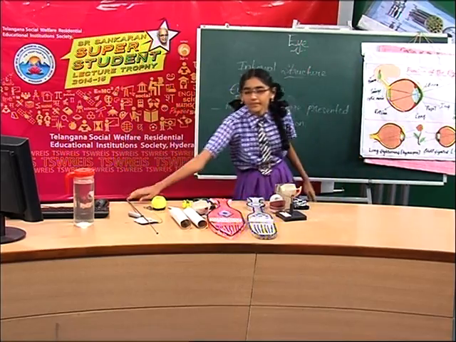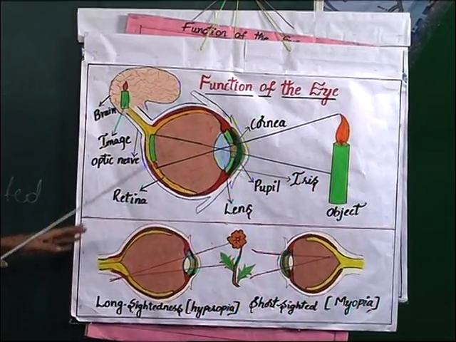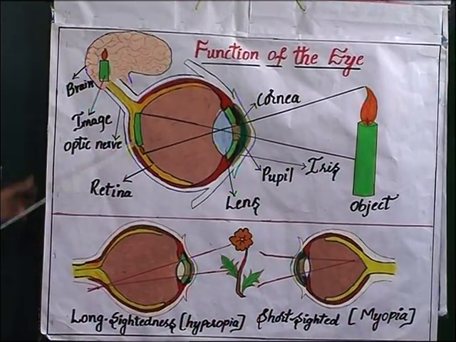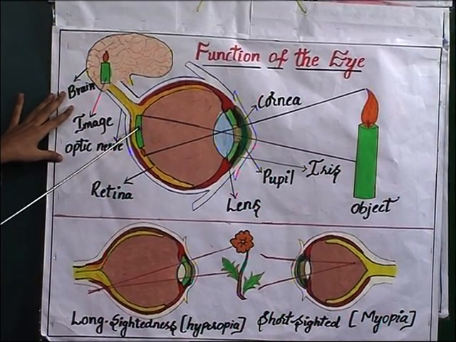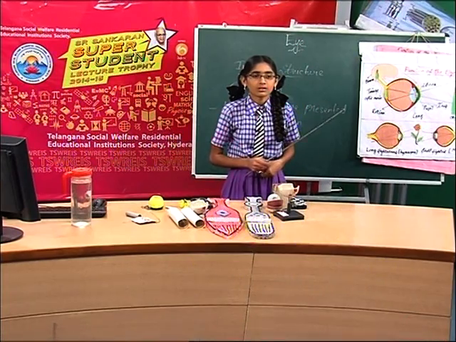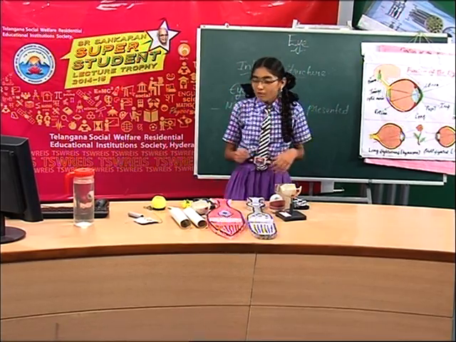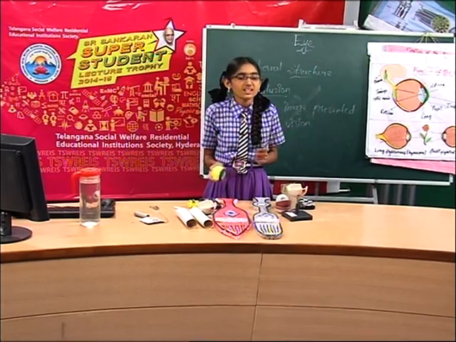Here, the lens makes the image upside down, and this lens makes the image focus on the retina. So, the image which is focused on the retina is upside down. Is it clear, Sparrow? But why does it fall upside down? Why does it not fall directly on the retina? Because the lens which is present in our eye makes the image upside down.